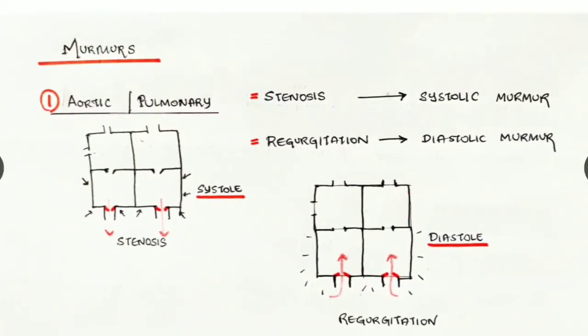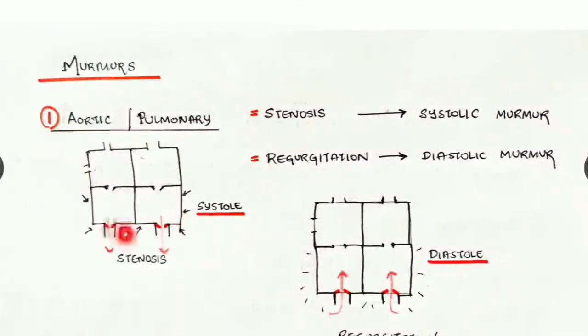And next, some points regarding the murmurs. Murmur occurs due to abnormal flow via a normal valve or a normal flow via an abnormal valve. So we have seen that there are 4 valves. 2 are semilunar valves and 2 are atrioventricular valves. So semilunar valves are aortic valves and the pulmonary valves.